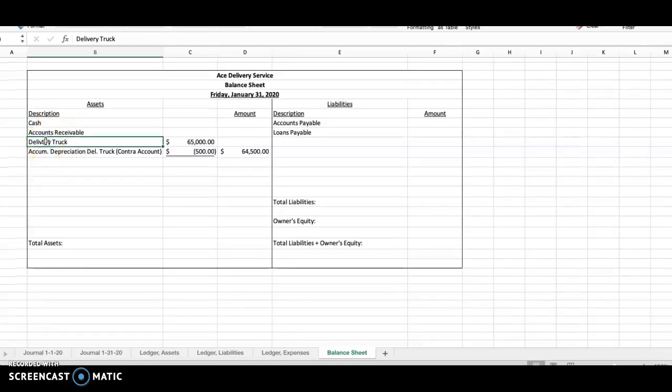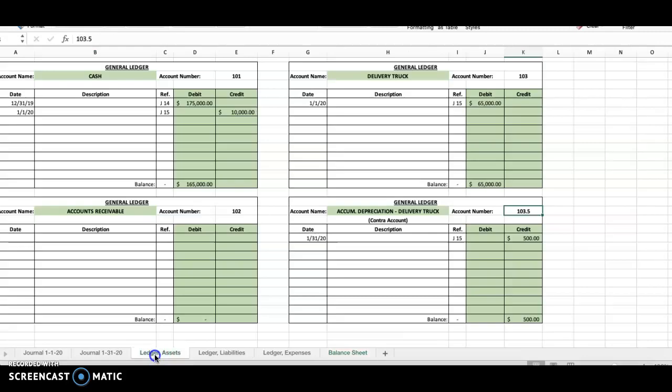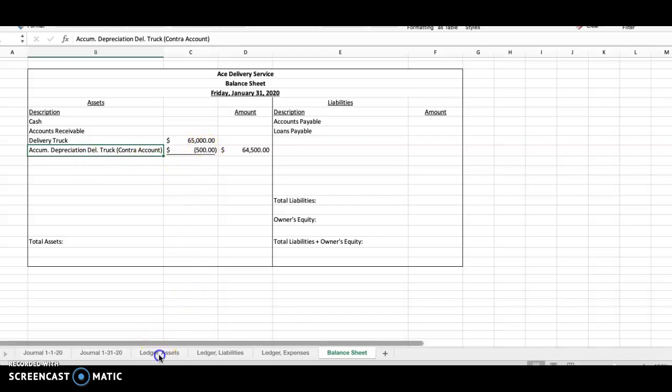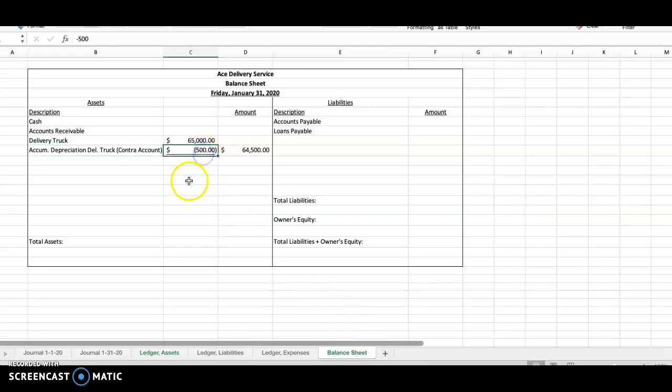Now, the delivery truck would be listed based on what the account shows. We did not change the delivery truck account during the month. It still says $65,000. It will continue to say $65,000. So that's put in, and we'll talk about why in a moment. But that's indicated on the balance sheet. Then this contra account, accumulated depreciation for delivery truck. And at the end of January, the account balance in this contra account is $500. So that's what's put on the balance sheet.